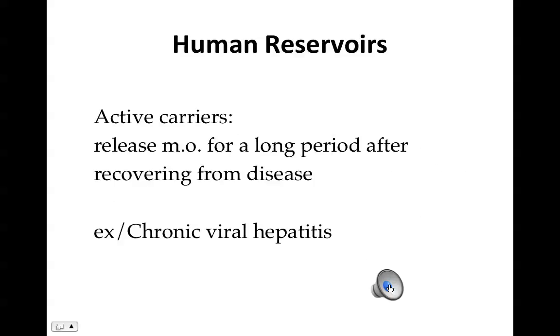A more obvious human reservoir is an active carrier. An active carrier is someone who's sick, and at some point during their illness, they're releasing microorganisms, either during the prodromal phase, perhaps, definitely the symptomatic phase, and essentially they could transfer that pathogen from them to you when they're in that release phase. So the active carrier is much more obvious when we have someone who has either a chronic viral illness or maybe even an acute illness, but they're obviously sick.